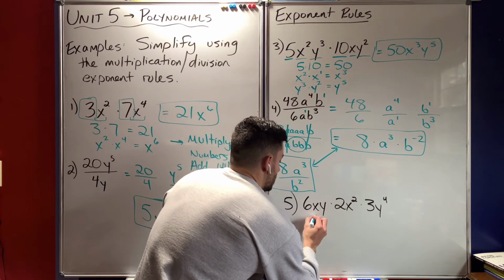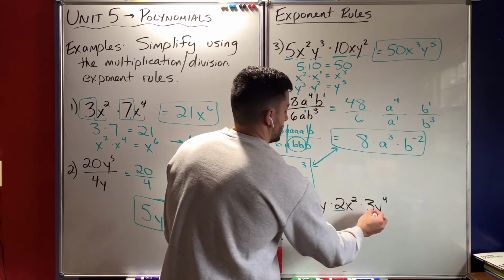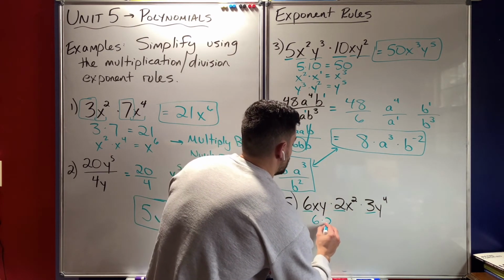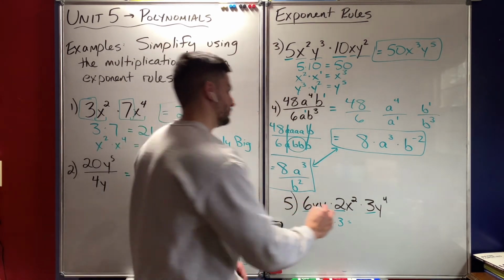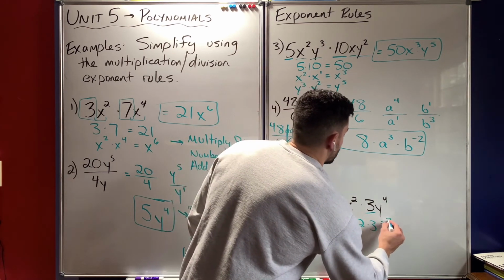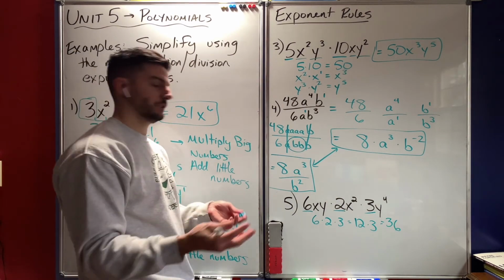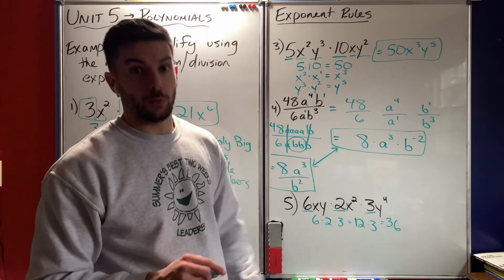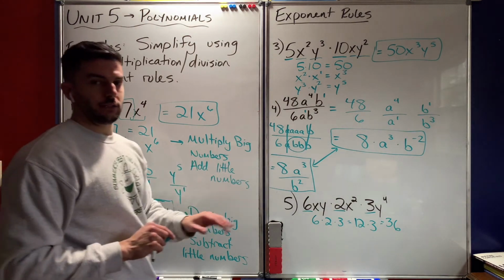So again, I could just do the coefficients. So 6 times 2 times 3, just my big numbers. So 6 times 2 times 3. So I could do 6 times 2 is 12, and then 12 times 3 is 36. Okay, so my coefficient after I multiply all these is going to be 36. And again, those are big numbers. So that's why I actually did the multiplication there, right? Multiply the big ones, add the little ones.